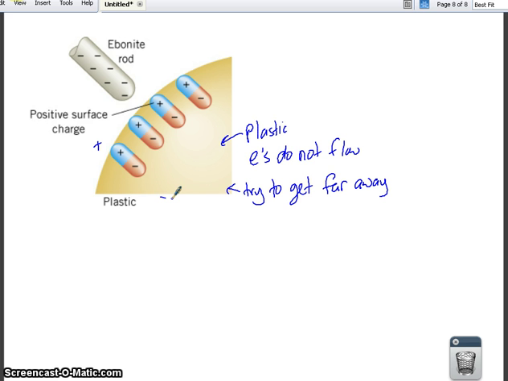For example, you may have charged a balloon and put it up against the wall like this. And how is it sticking there? Because the balloon is negative, and the wall is all oriented in this way: positive, negative, positive, negative. This partial positive side is being attracted to this negative side, and so it's sticking like that. So we can actually charge by induction in an insulator as well, but it's not going to be as effective.